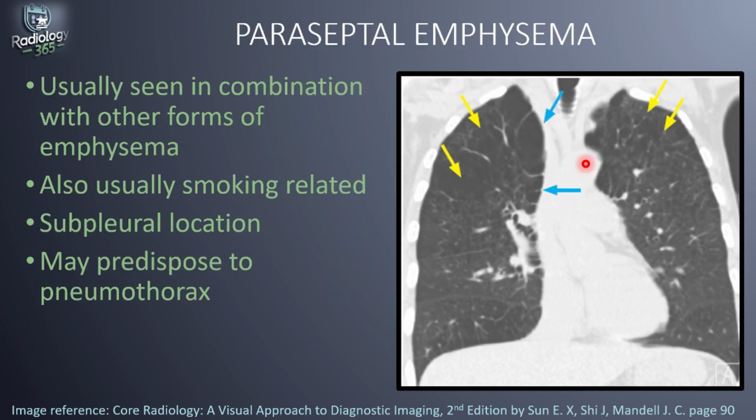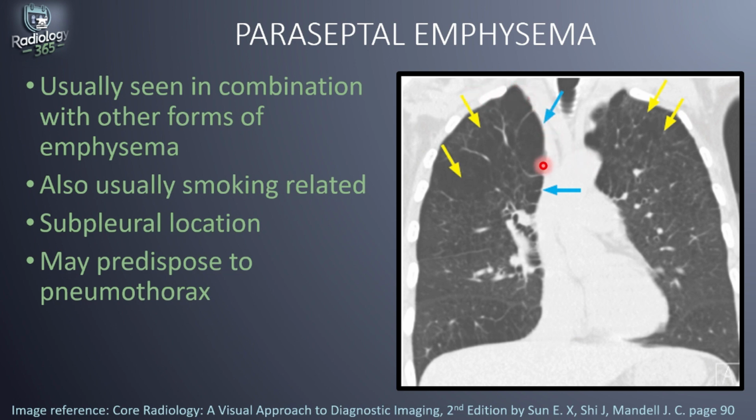So to paraseptal emphysema, as we've seen in the previous image, paraseptal emphysema is usually seen in combination with other forms of emphysema. It is also usually smoking related. Paraseptal emphysema is subpleural in location and may predispose to pneumothorax.